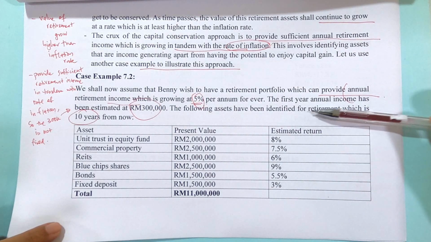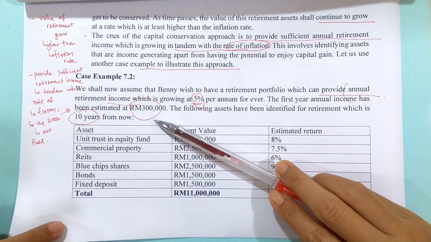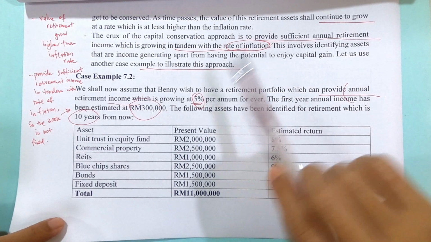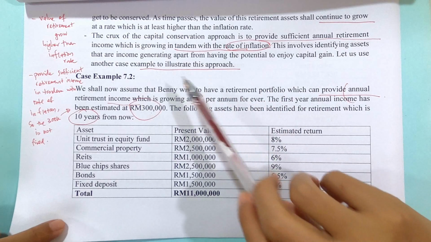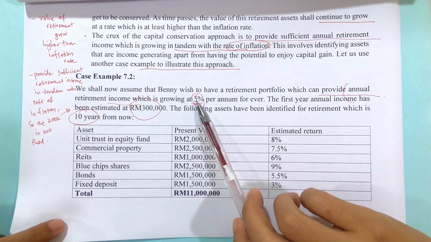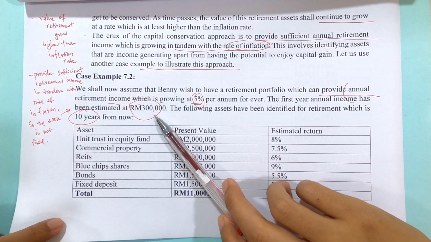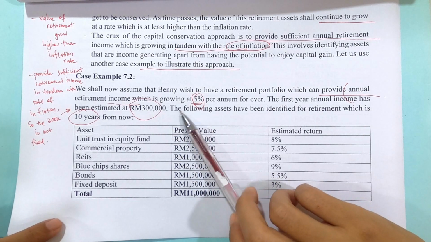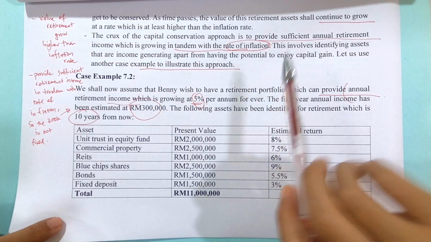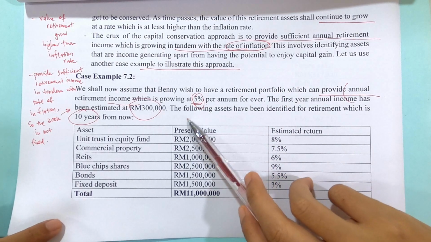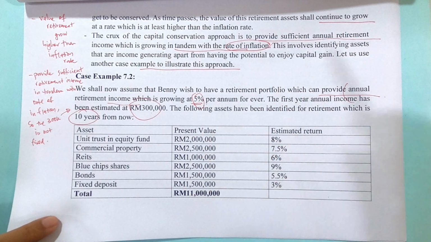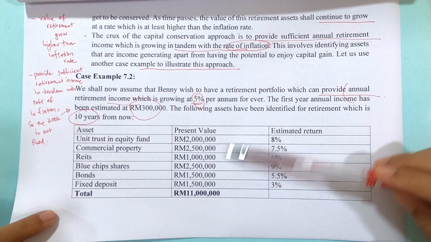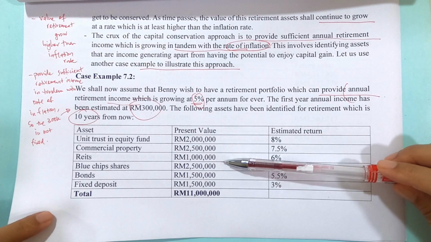The first year annual income is estimated to be 300,000. Because Benny wants annual retirement income growing at 5%, this 300,000 is not static. The first year is 300,000, the second year will be increased by 5%, and so on. It continues. The following assets have been identified for retirement. These are basically the information about the retirement portfolio that Benny has.